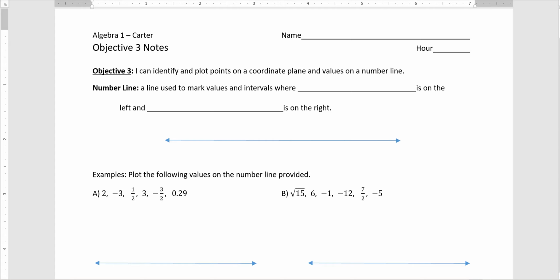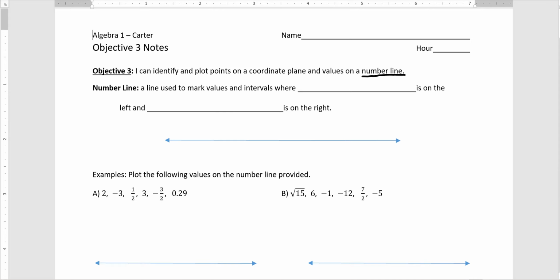Hello, and welcome to our Objective 3 notes. Objective 3 says, I can identify and plot points on a coordinate plane and values on a number line. So that's our objective we're going to talk about today. We're going to get started by talking about number lines, all right?